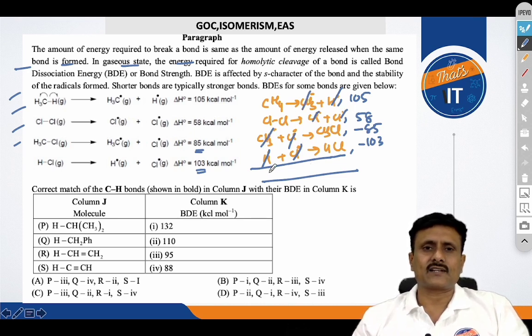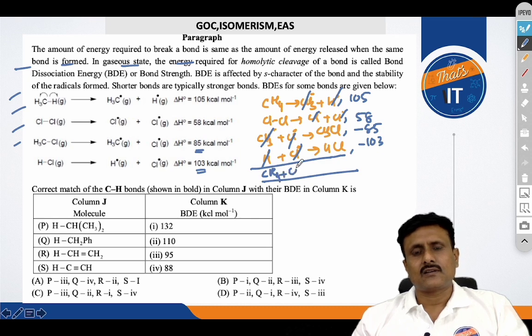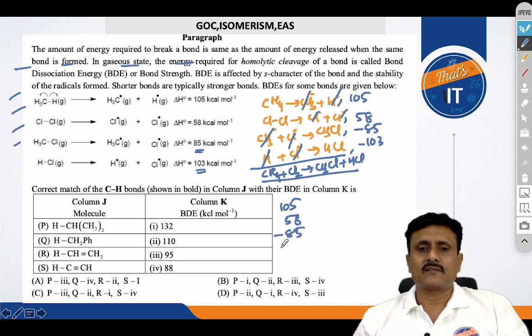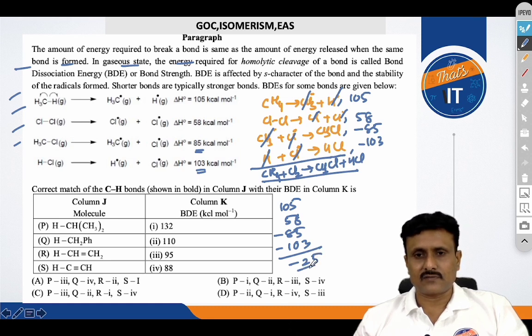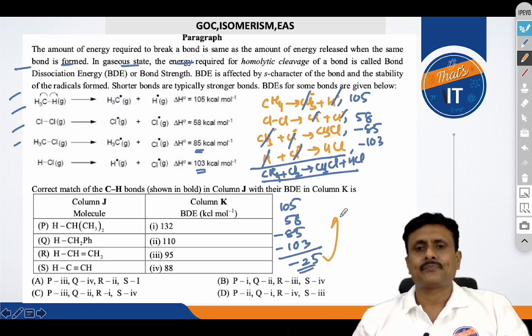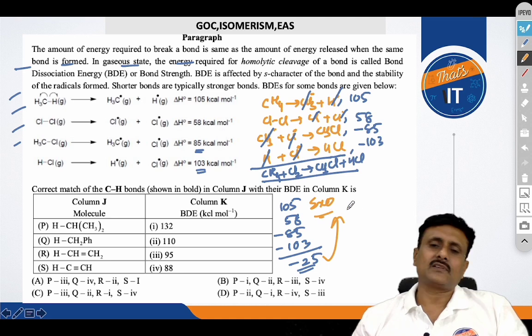So what is the net reaction? Net reaction is CH3Cl plus HCl, and the total heat which is involved in this process is 105, 58, minus 85, minus 103. This is nothing but minus 25. You can see that the overall reaction is exothermic, isn't it, right?